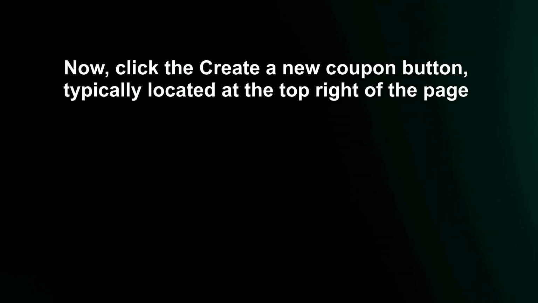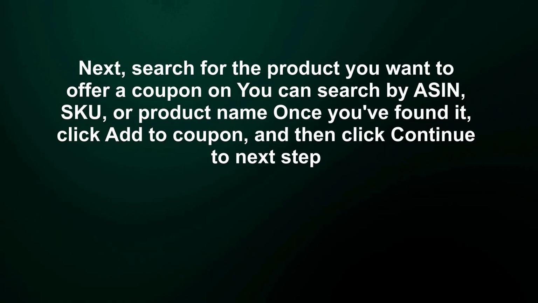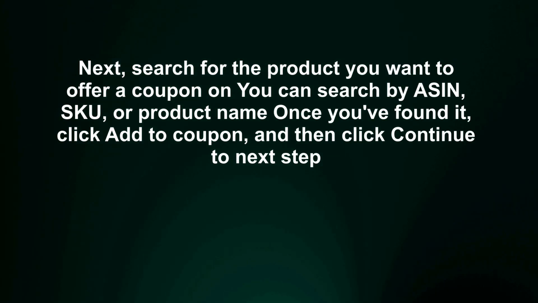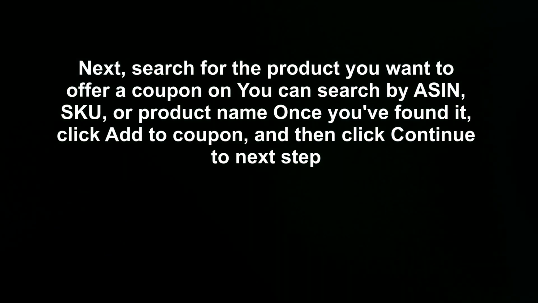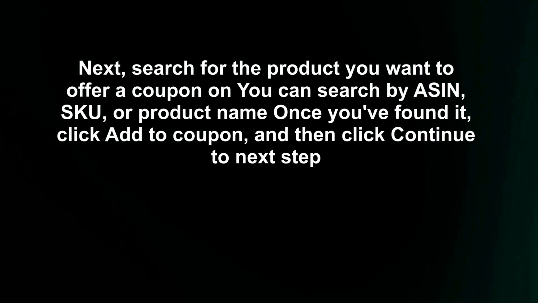Now, click the Create a New Coupon button, typically located at the top right of the page. Next, search for the product you want to offer a coupon on. You can search by ASIN, SKU, or product name. Once you've found it, click Add to Coupon, and then click Continue to Next Step.